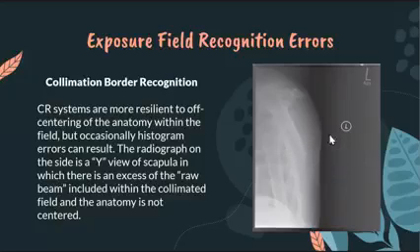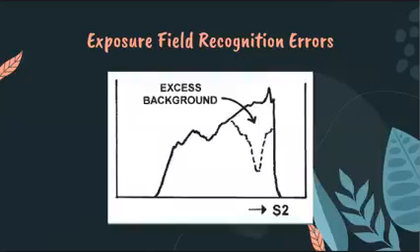So what will happen if the anatomy was properly centered? It will properly highlight the scapular Y, or the lateral projection of the scapula, and it is more detailed compared to this image. This is the histogram of this image. As you can see, there is excess background density. The proper normal histogram should be within these dotted lines. But because there is excess background exposure, the tail of the histogram is raised.